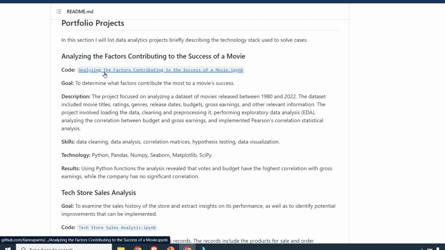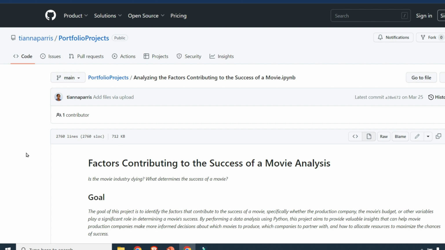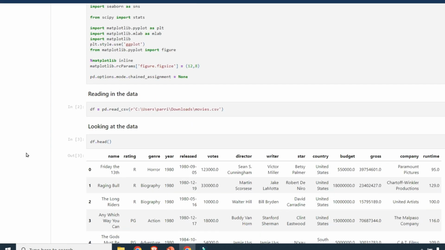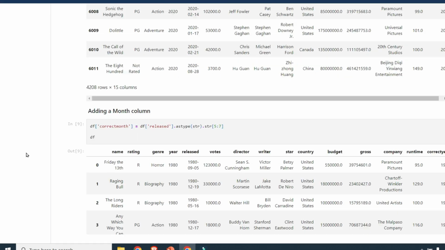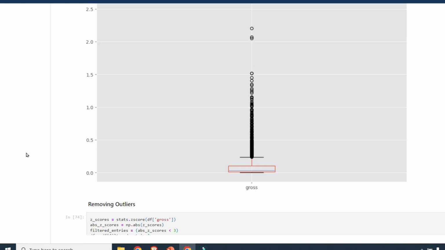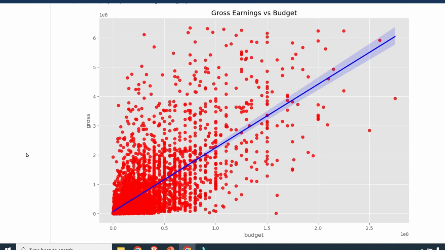So she's got the links there. Obviously, you can click on the link and actually go and look at the project. So let's click on this one. Here is a specific project, factors contributing to the success of a movie analysis. She's got the goal, and then she goes through all the code. And there's her data sets. She's got her graphics at the bottom. There's a nice scatter plot.